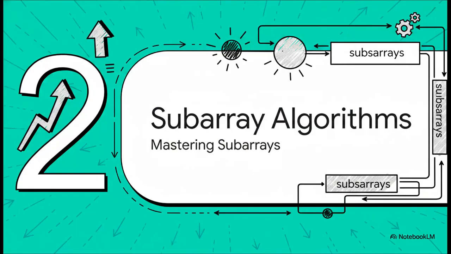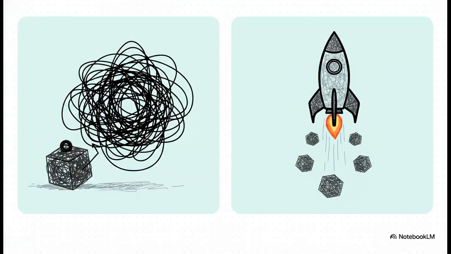Let's keep the momentum going with Section 2, Mastering Subarray Algorithms. If you want to find the maximum possible sum of a contiguous subarray, your brute force instinct is probably to generate every single combination using two nested loops. Kadane's algorithm completely neutralizes that need. Think of it kind of like financial inheritance. You simply maintain a running current sum and the maximum sum you've seen so far. As you step linearly through the array, if your current sum drops below 0, you just reset it to 0. You're effectively dropping the bad debt.